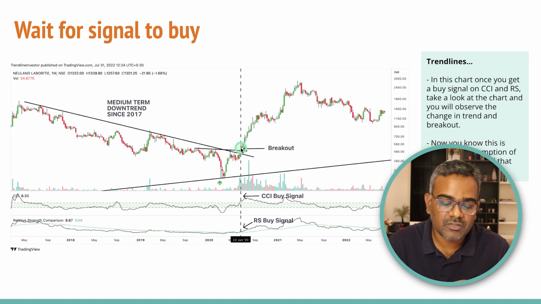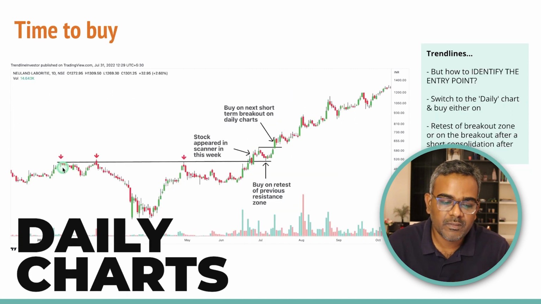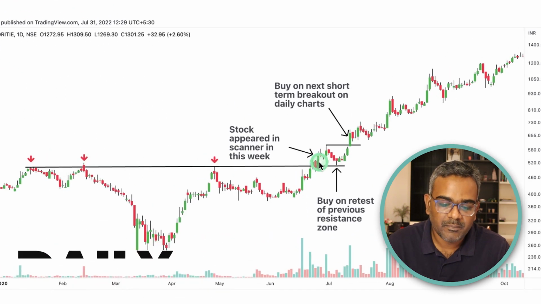Now, this week the stock came in a scanner. Now you want to find the entry point, right? You have to hit that buy button and buy the stock so that you make some gains. So then you go to the daily chart, right? On the daily chart, you zoom in more, and you see there's a clear breakout over here. Then the stock appeared in the scanner this week, and then the stock went into consolidation, right? Now the stock is correcting and retesting.